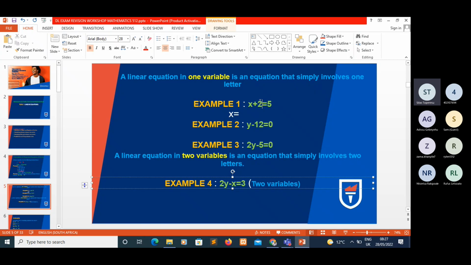So this 2 is positive. So when it jumps to the other side, it's going to be negative. So my answer for x is simply going to be 5 plus minus 2, that is 5 minus 2. So that's how it's going to be.